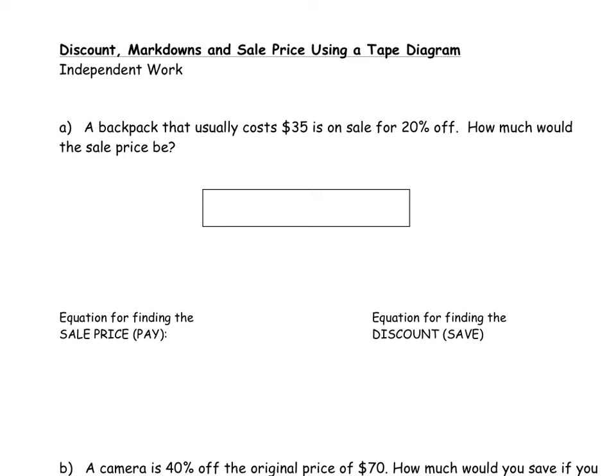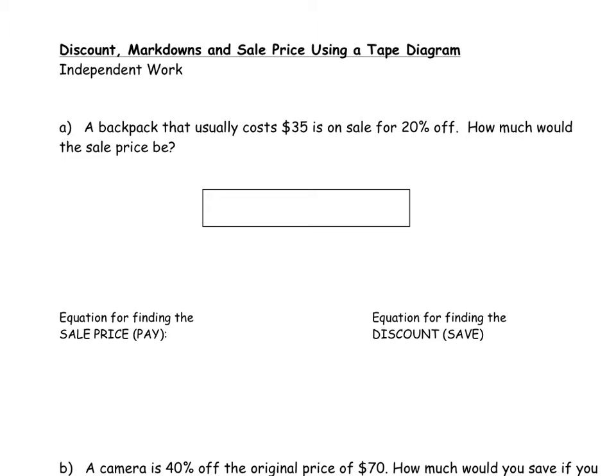This lesson is a continuation of using discount, markdowns, and sale price and modeling it using a tape diagram. So this will be very similar to what you did yesterday. I wanted to let you know I was very pleased with some of the work that I received. There's just a few things I want to draw your attention to.